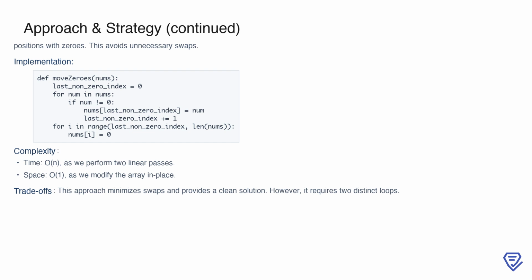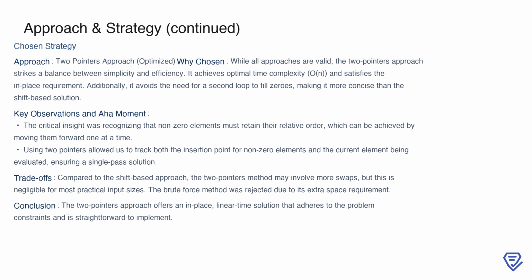The time complexity remains O(n) due to the two linear passes, but the trade-off is that it requires explicitly separating the logic into two loops, which may slightly increase implementation complexity. Among the approaches discussed, the chosen strategy is the optimized two-pointers approach. This method strikes the right balance between simplicity and efficiency. It achieves a time complexity of O(n) while adhering to the in-place constraint, making it both effective and concise. Unlike the shift-based solution, it avoids the need for a second loop to fill zeros, which simplifies the implementation.